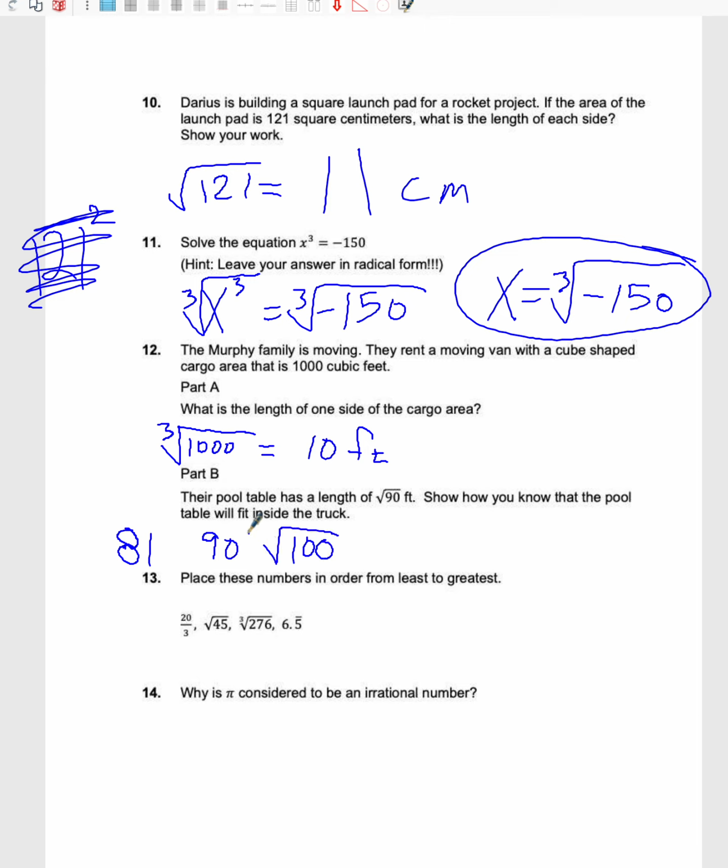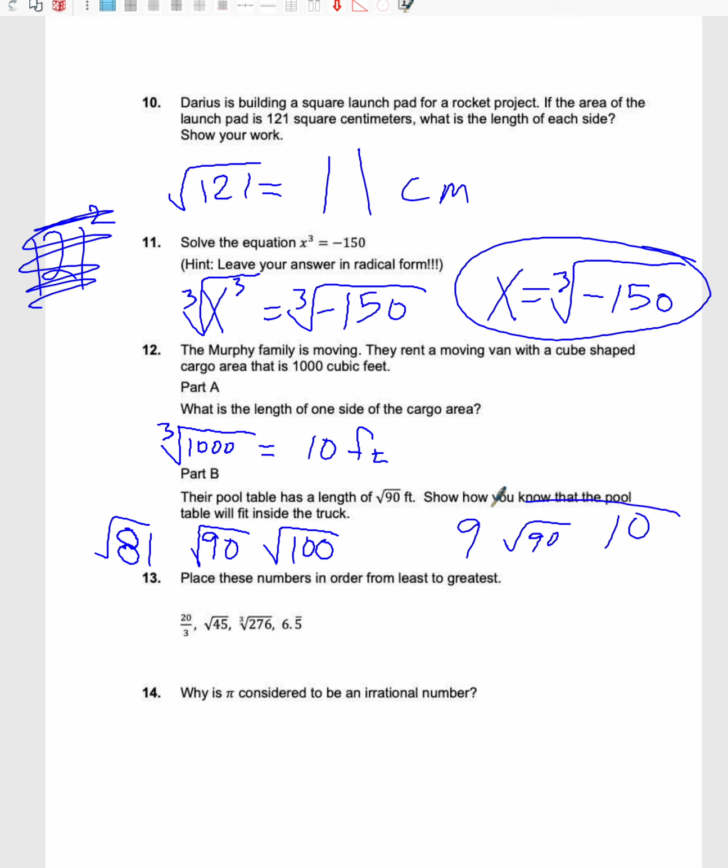If we take the square root of all those numbers, where does the square root of 90 end up being? It doesn't matter if it's closer, I just want to know where it is. It's in between 9 and 10. So if I know that the square root of 90 is less than 10, because it's in between 9 and 10, then that tells me that it'll fit.